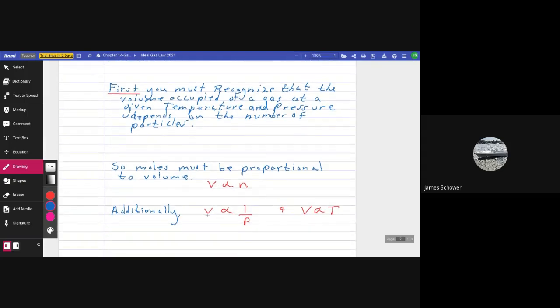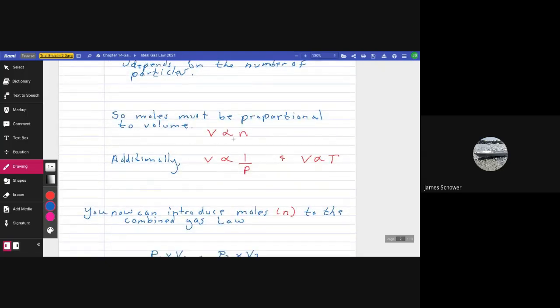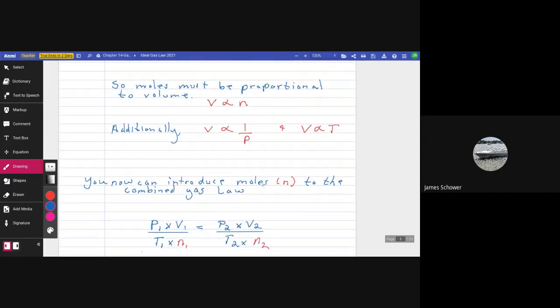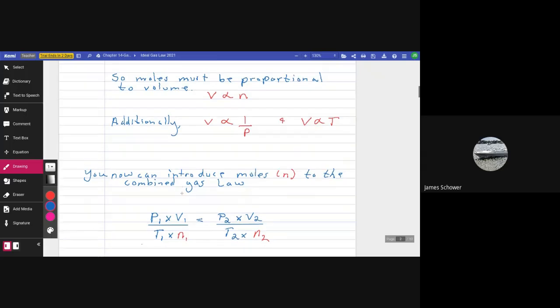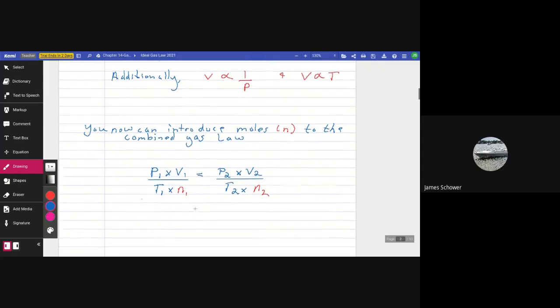So as you increase the number of moles, you increase the volume. Additionally, we know that the volume is inversely related to pressure and volume is also proportional to temperature. That's an important fact, but we're going to look at this one specifically: volume is proportional to n. Now you can introduce moles, which is the little n, to the combined gas law. So here's the combined gas law with n next to it. We're adding the number of moles to it.